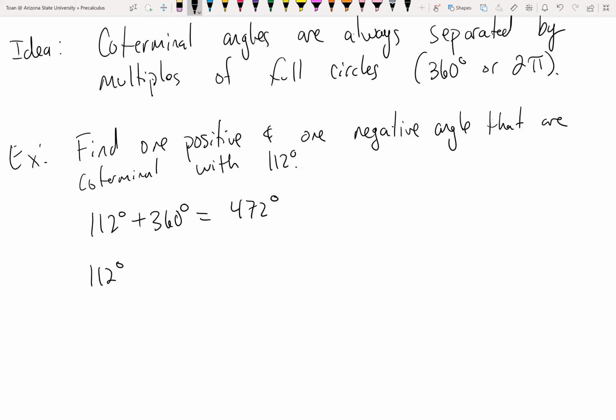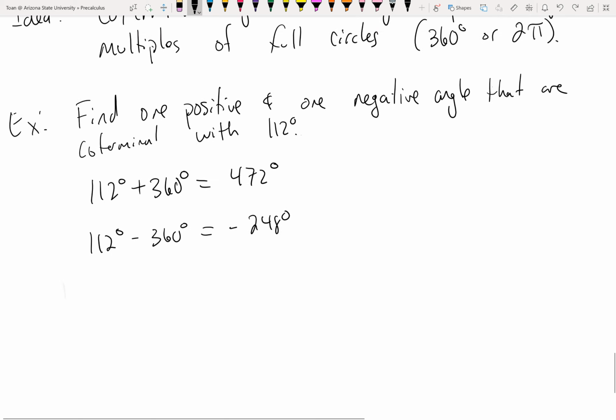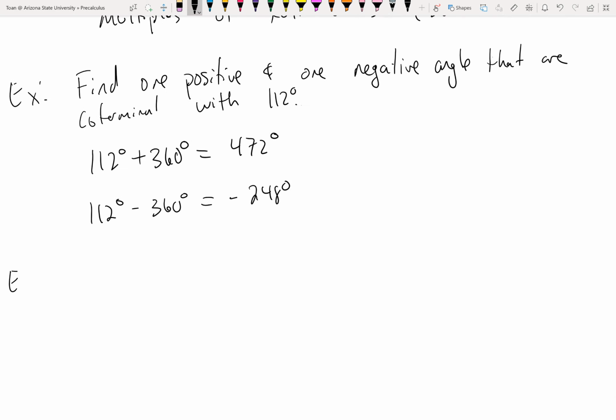If you were to graph this guy and this guy, it's guaranteed that they'll land in the same spot. If I wanted to find a negative coterminal angle, just do the exact opposite. Subtract a full circle, 360. That's going to give us negative 248 degrees. Again, the idea is if you graphed him and if you graphed him, they'll land in the same spot. We need to be proficient adding and subtracting full circles in degrees, which is regular numbers, and radians, which is doing fractions. To check whether or not they're coterminal, all you got to do is repeated addition or repeated subtraction.